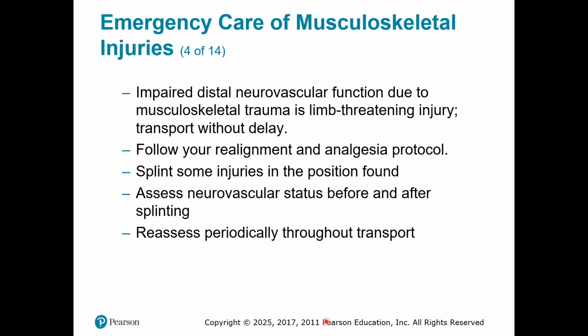Impaired distal neurovascular function due to musculoskeletal trauma is a limb-threatening injury, and we're going to transport without delay. So we're going to get on the road as quickly as possible if we discover that. We're going to splint some of these injuries in the position they're found. We will try to put that extremity back in a neutral position if possible. We're going to assess neurovascular status before and after splinting. That's super important to document, and reassess periodically through transport.